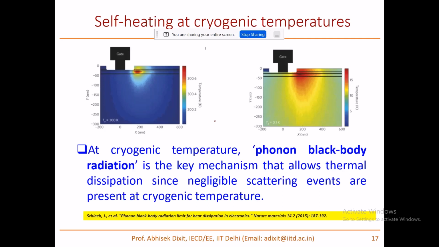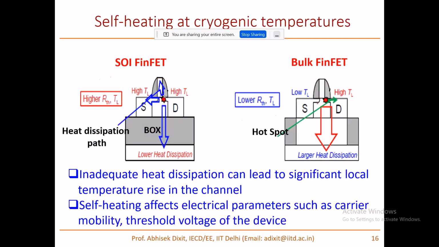This is that phonon blackbody radiation thing I was talking about, right? So you are basically saying that at cryogenic temperature, phonon blackbody radiation is the key mechanism that allows thermal dissipation. So normally, how the heat is carried, as I said, these highly energetic electrons interact with the lattice, and lattice vibrations is basically what the phonons are, and these phonons will take the heat away. And how will they take the heat away? They collide with another lattice site, lose some energy, and like that they dissipate the energy.